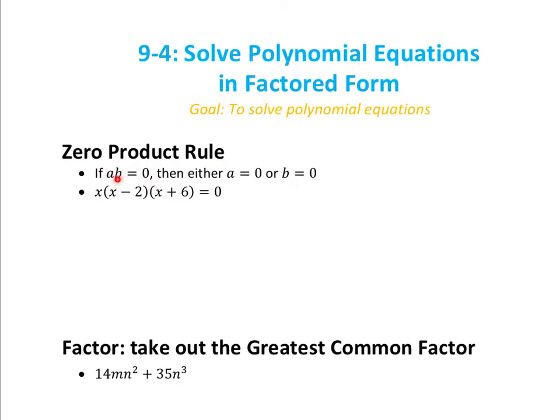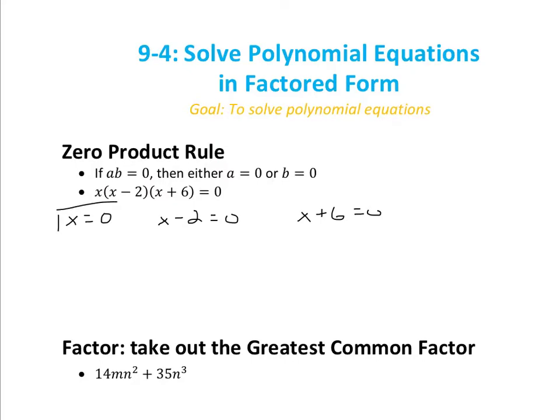Because 0 times anything is going to be 0. So this very quick example illustrates this. If we've got x times x minus 2 times x plus 6 equals 0, that means that either 1, 2, or 3 of those things has to be equal to 0. So we're basically going to create three equations out of this. Either x is equal to 0, or x minus 2 is equal to 0, or x plus 6 equals 0. That's the case because we need one of those three things to be equal to 0 when they're multiplied together in order for the whole thing to be equal to 0.